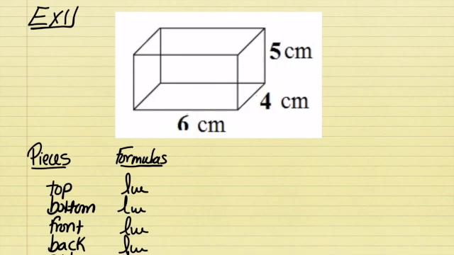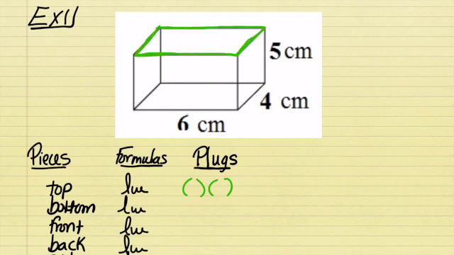Next, now this is where the challenging part comes in. Next, the plugins. All right, the plugs. We need to write all the lengths and the widths, and this is where you have to start to be very careful. Okay? For the top, the length and the width. Here's our top right here. Here is our top. Okay? Here's our top, length, width.